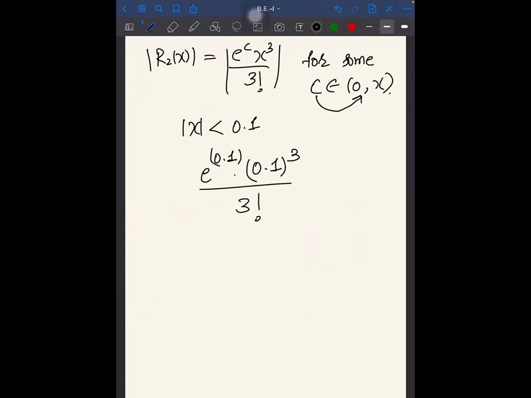So just calculate it. What is that? Can you calculate it? Yes, sir. Just calculate it and tell me.